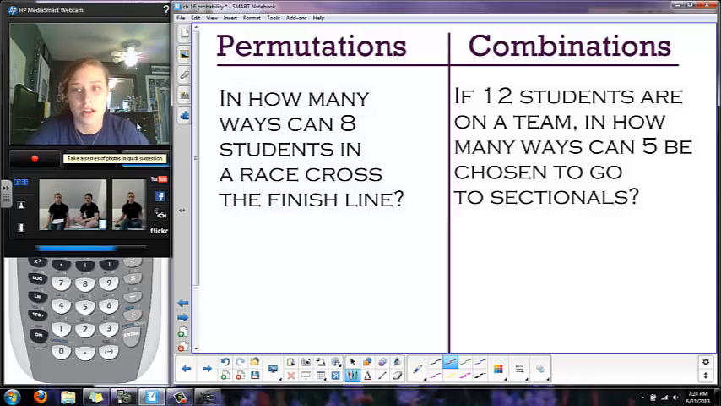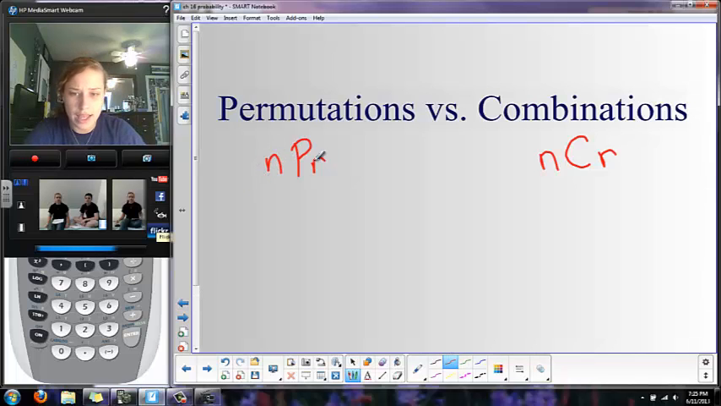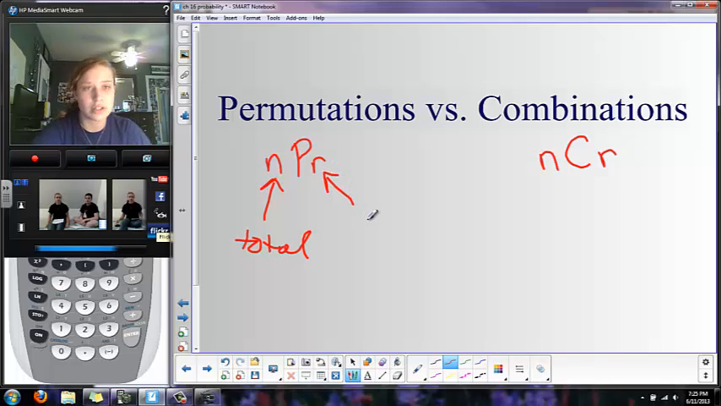Permutation, okay. How many ways can 8 students in a race cross the finish line? And I don't know if I said this before, but you know how we have an N and an R for each of them? Well, the N is the total number of contestants, the total number of people racing, the total number of anything. And then the R is the number that we're concerned with, the number of winners, the number of items that we're choosing. That changes based on what we're actually specifically looking for.